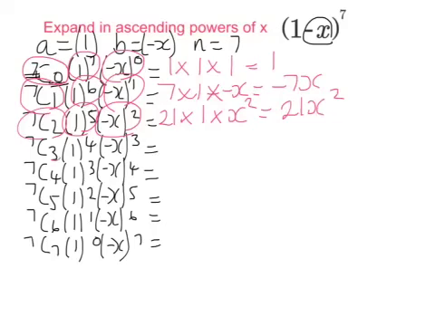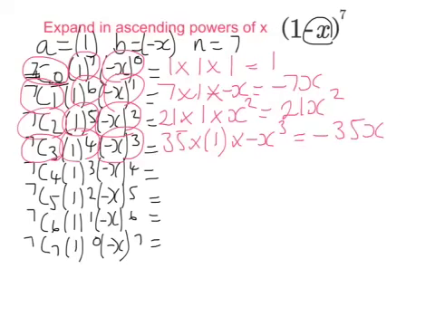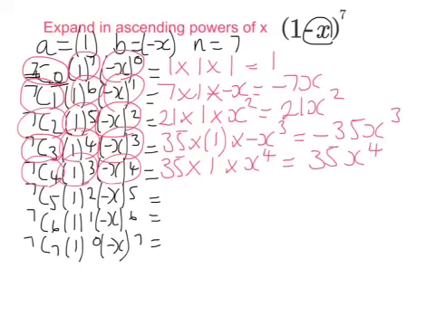Okay, 7 choose 3. 7 choose 3 is 35 times 1 to the 4 is 1. And minus x cubed is minus x cubed, isn't it? Minus x all cubed is minus x cubed. So that's giving us minus 35x cubed. 7C4 is also 35. So we've done that bit times that bit, which is 1, and minus x to the power of 4 is positive x to the 4, so we're going to get out 35x to the 4.